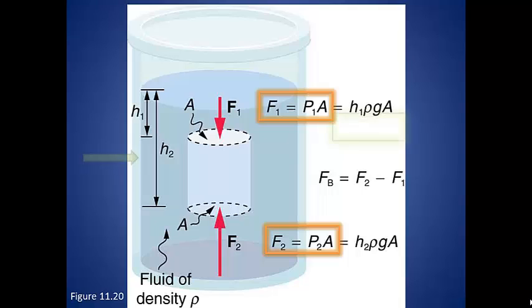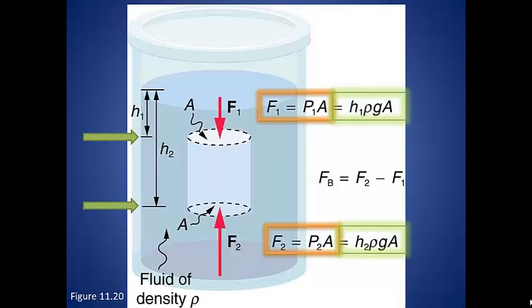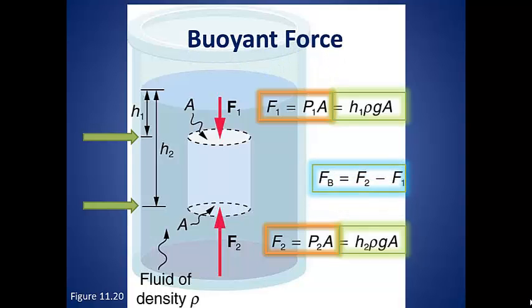So how do we find the pressure at that depth? Well, we know that the top of the cylinder is submerged at a depth of h1, and the bottom of the cylinder is submerged at a depth of h2. We also know that the pressure increases as we go down further in our fluid, and we can find that by taking our depth times rho, g, and A. The difference in these two forces is known as the buoyant force.